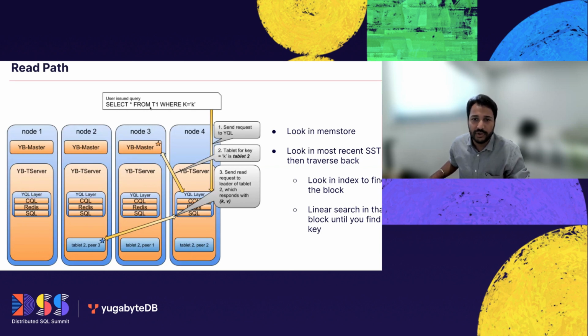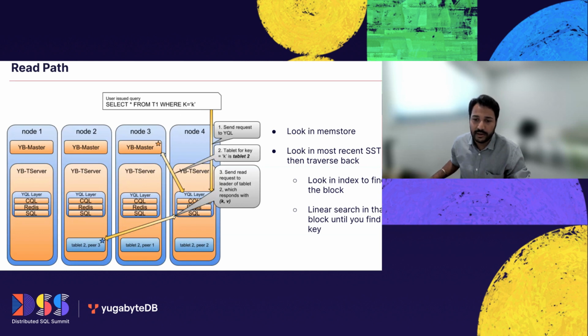Now imagine the user runs a very simple query, where it's simply a select from a table looking for a particular key. The first thing that happens is that the request goes to the query layer on a specific node, depending on which node the client sent that request to.